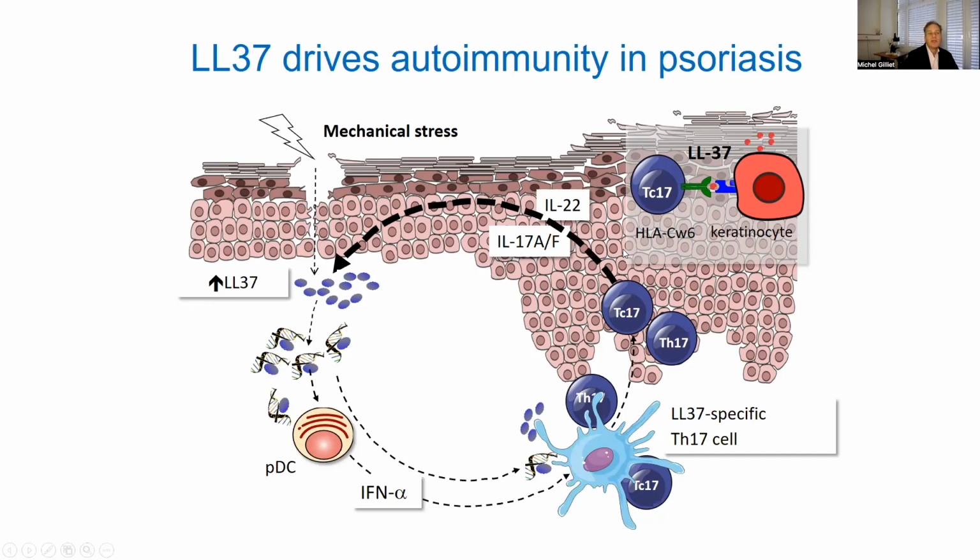But importantly, these psoriatic cytokines, so IL-17A, F, and IL-22, further increase the production of L37. This has been shown by other groups, and therefore they amplify L37 production, and they amplify PDC activation and the inflammatory loop in psoriasis.